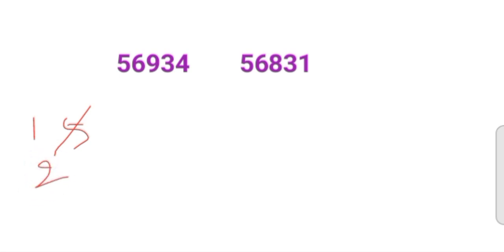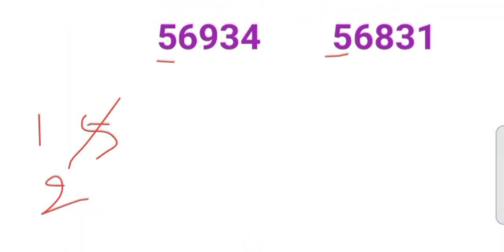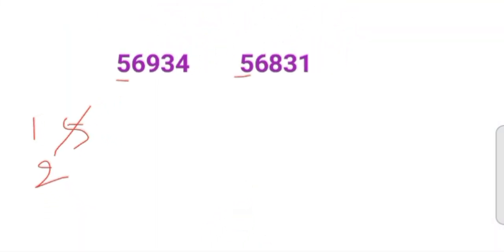So what is the second rule? We have to compare the extreme left, isn't it? Extreme left. So you have to compare these two numbers. Actually both are in the 10,000s place. So we have to compare these two numbers. When you are comparing, you will get only both the numbers are same.